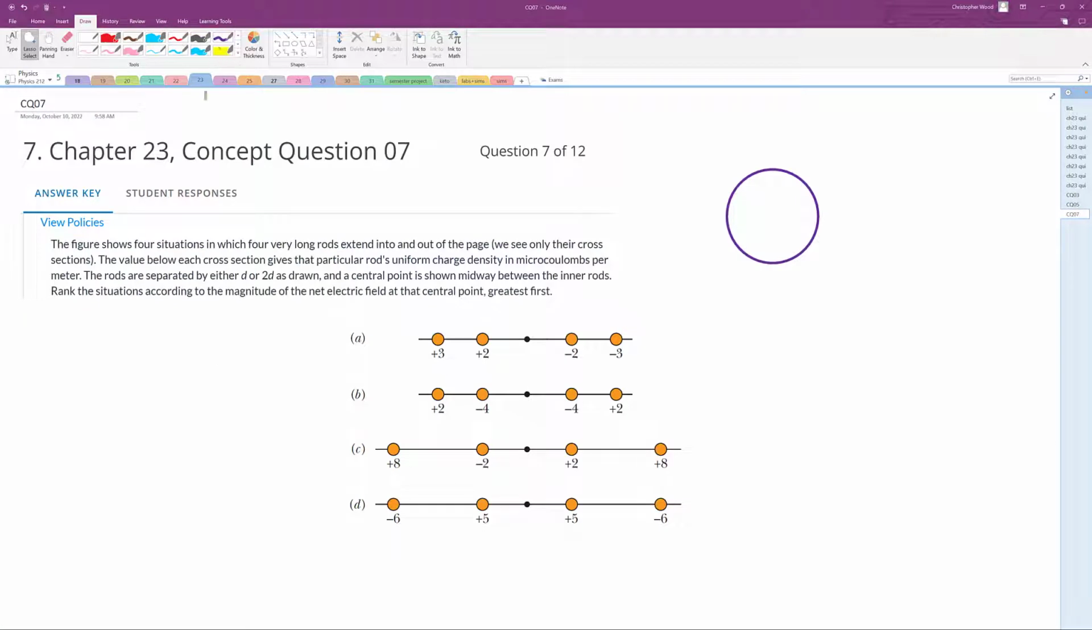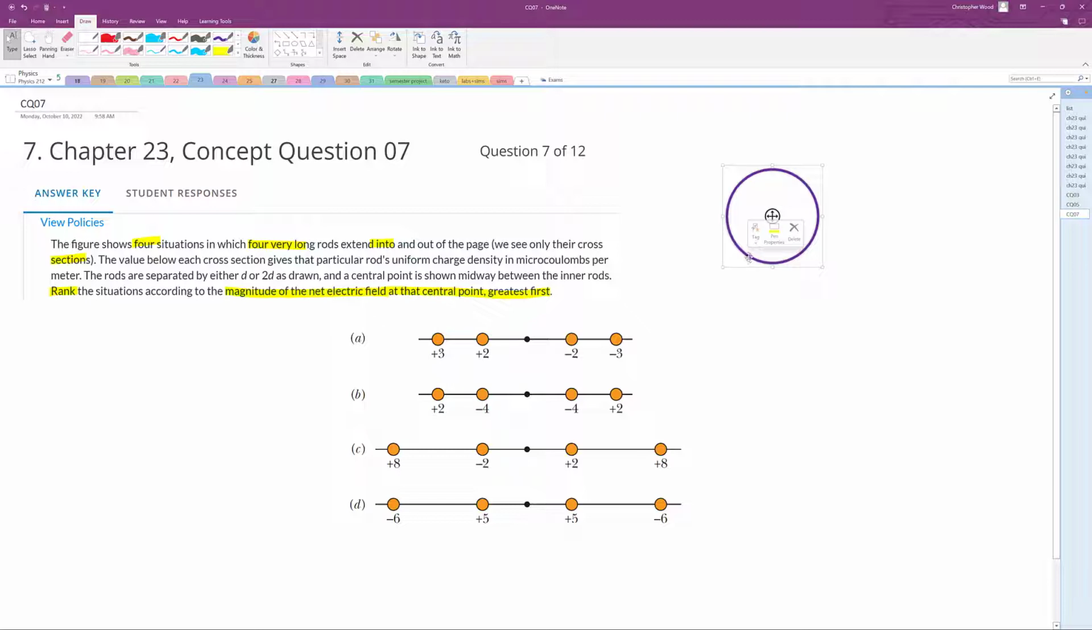The figure below shows 4 situations in which 4 very long wires extend into and out of the page. We see only their cross sections. We need to rank these situations according to the magnitude of the net electric field at the central point, greatest first. This seems like a job for cylindrical symmetry because wires are basically cylinders.